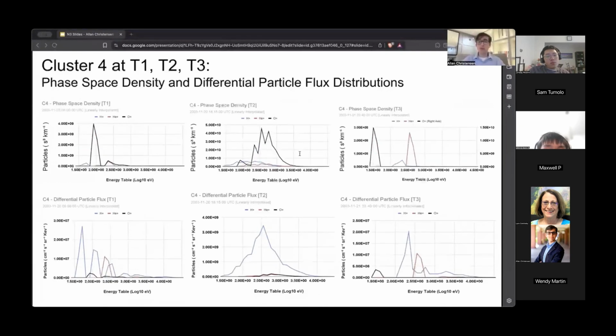Here we have Cluster 4 distributions, and again, the relationship between phase space density and differential particle flux is highly mass dependent, which is significant for the heavy ion O+ and very pronounced in peak storm time, or T2.